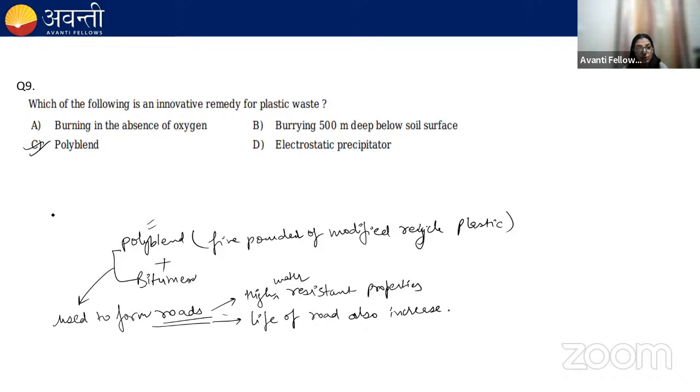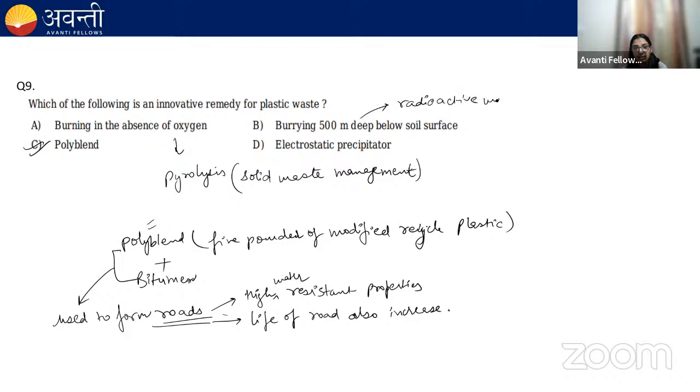Burning in the absence of oxygen is known as pyrolysis, and it is involved in solid waste management. Burying 500 meters deep below the soil surface is for radioactive waste. Electrostatic precipitator is to control air pollution.